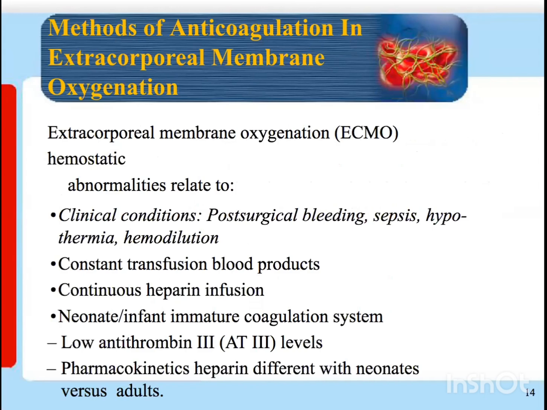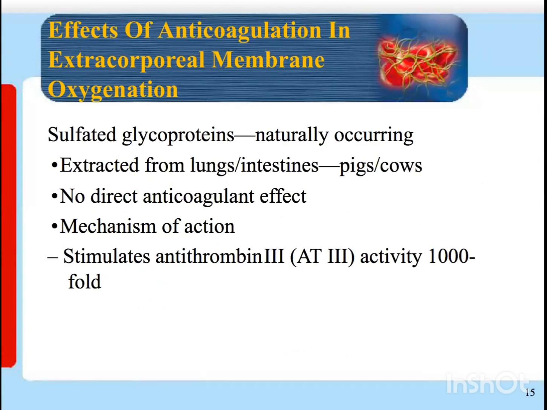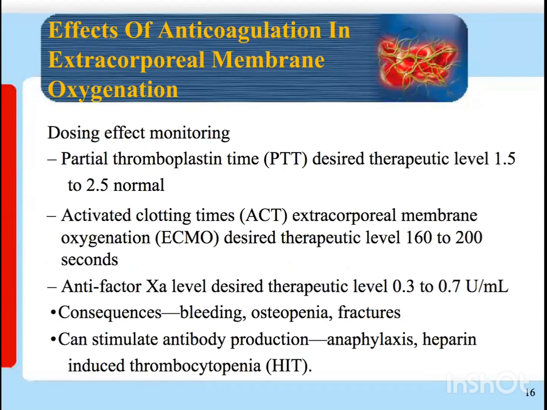Today, with clinical conditions like post-surgical bleeding, sepsis, hypothermia, and hemodilution, there is constant transfusion of blood products, continuous heparin infusion, and in neonates and infants, immature coagulation systems and low antithrombin 3 levels. The pharmacokinetics of heparin are different in neonates versus adults. Heparin consists of sulfated glycoproteins, which are naturally occurring, extracted from the lung, intestines of pigs and cows, with no direct anticoagulant effect. The mechanism of action is always to stimulate the antithrombin 3 activity 1000-fold. So these are some of the principal effects that you must know.